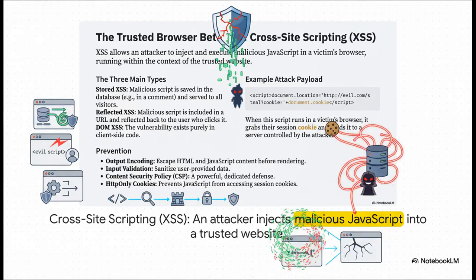Cross-site scripting, or XSS, is a complete betrayal of that trust. Here's how it works. An attacker injects a malicious script onto a legitimate website, maybe in a comment section or a forum post. Later, when you visit that page, your browser, which trusts the site, just goes ahead and runs the script. And look at this example payload. This simple script grabs the victim's session cookie and sends it to a server controlled by the attacker. Just like that, the attacker can pop that cookie in their own browser and completely impersonate you.